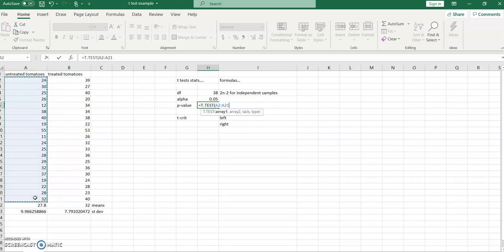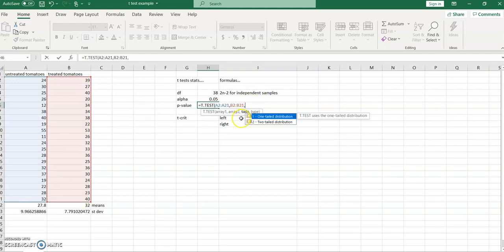All right, so it's asking me for my data arrays. I've got my untreated group, my 1 through 20, got my data set here. Looks good. I'm going to hit the comma. I'm going to highlight my treated group. That looks good too. I'm going to hit the comma.